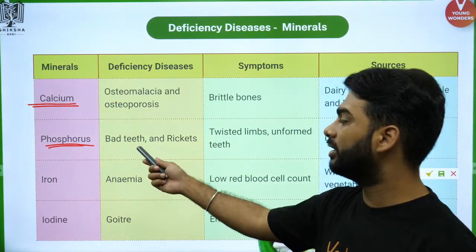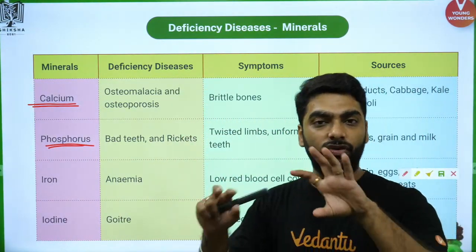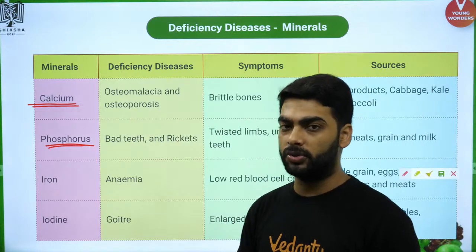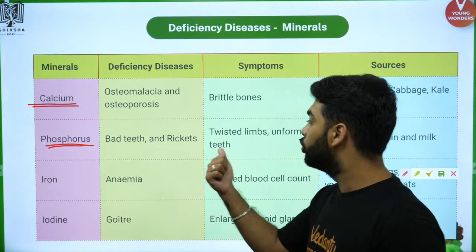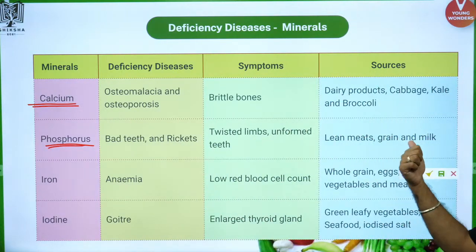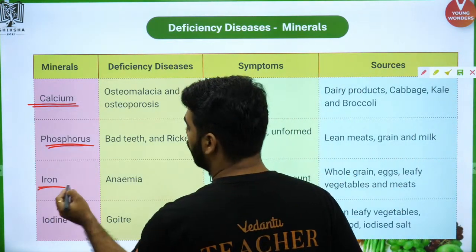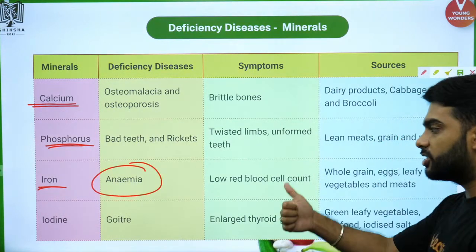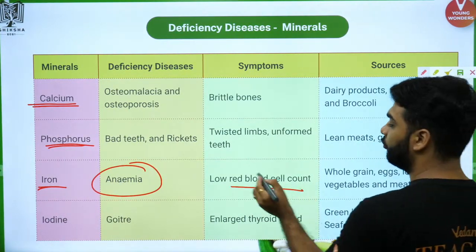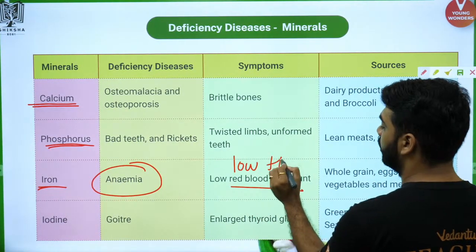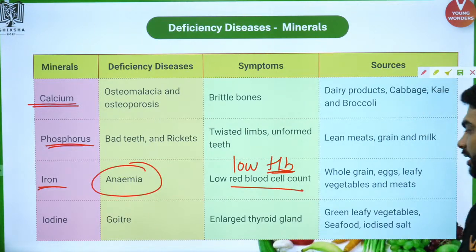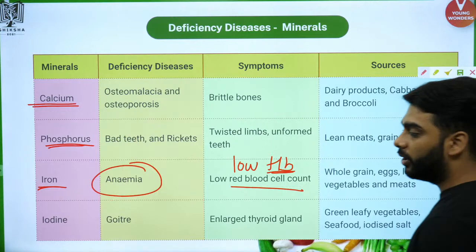Then we talk about phosphorus. Phosphorus is important for teeth and bones again. It will give you deformed teeth and deformed bones if phosphorus is deficient. You will get phosphorus from lean meats, grain and milk. Then we talk about iron. Iron is important for making blood. If there is low iron in the body, it will give you low hemoglobin. And you will get iron from green leafy vegetables and meats.